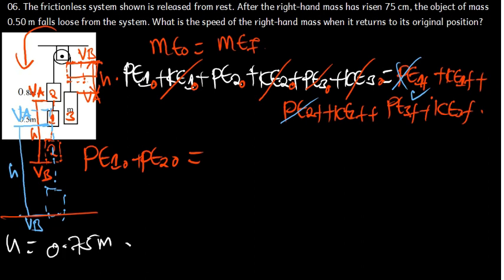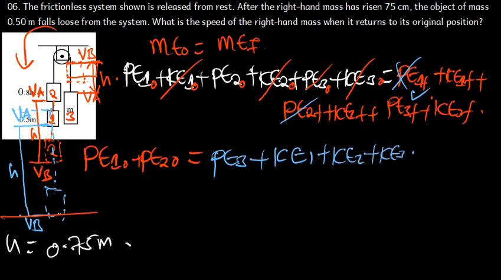Now let's talk about the kinetic energy. When it has come down here, do we expect to have kinetic energy? Yes, because it was moving. So we're going to have the potential energy of 3 plus we expect the kinetic energy of everything now: kinetic energy of 1 plus kinetic energy of 2 plus kinetic energy of 3, because now all these blocks were moving.